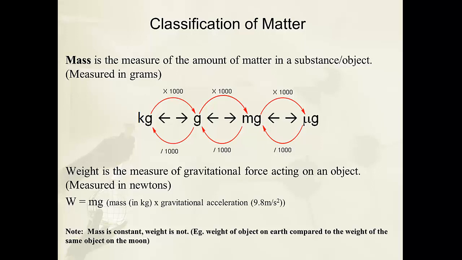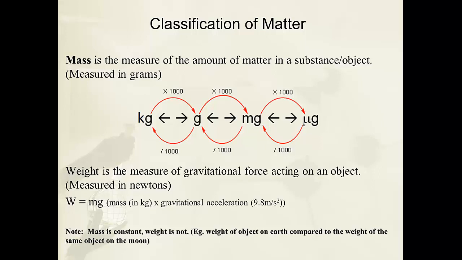Mass is the amount of matter in an object or a substance, and it doesn't change. It doesn't matter whether you're on the moon, whether you're on Mars, or whether you're floating in space. The mass of an object won't change. The weight will change. So your weight is less on the moon than it is on Earth. So weight is actually measured in newtons, okay? And it's got the relationship where W equals mg.